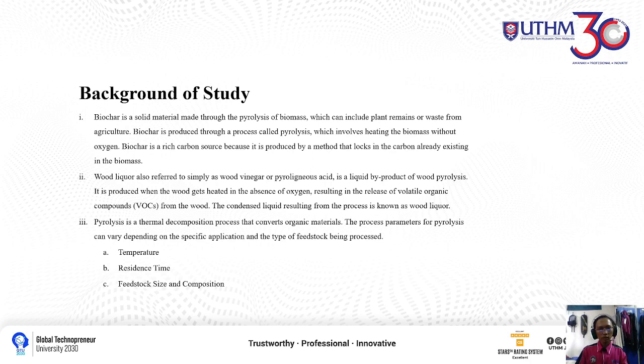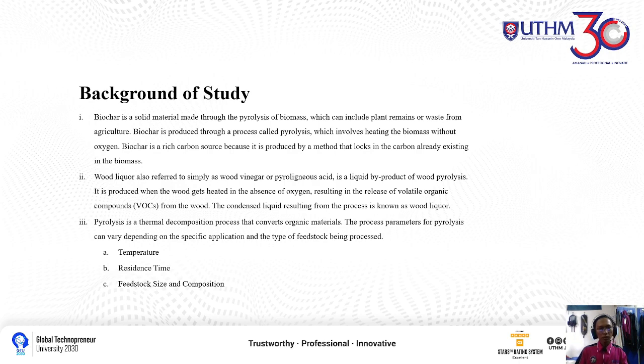Wood liquor, also referred to simply as wood vinegar or pyroligneous acid, is a liquid byproduct of wood pyrolysis. It is produced when the wood gets heated in the absence of oxygen, resulting in the release of volatile organic compounds (VOC) from the woods, and the condensed liquid resulting from the process is known as wood liquor.